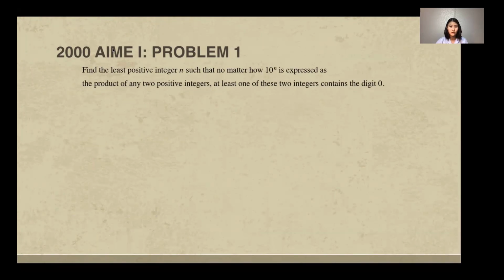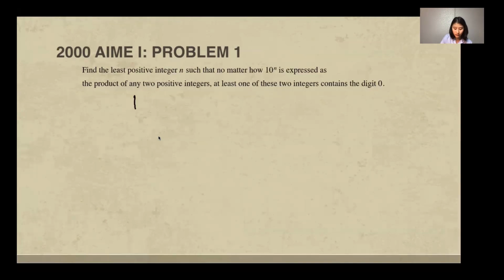So let's take a look at an example of prime factorization. This is a 2000 AMC 12 problem. This is the first problem. Find the least positive integer n such that no matter how 10 to the power of n is expressed as the product of two positive integers, at least one of these two integers contains the digit 0.